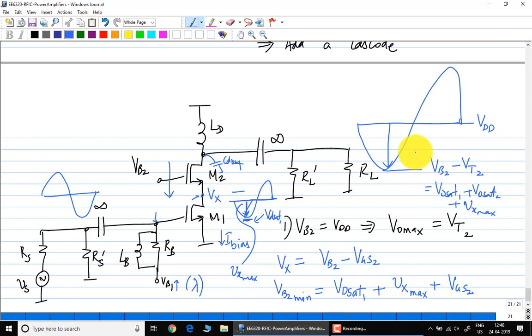So let us say you had a 1.8 volt supply. That's what we worked with yesterday. Instead of 1.8 volt swing, earlier you had 1.8 minus 100, right? Now you have 1.8 minus 300, minus 250, right? 1.55. That's not too bad. This is the best you can do while still having the PA be stable.